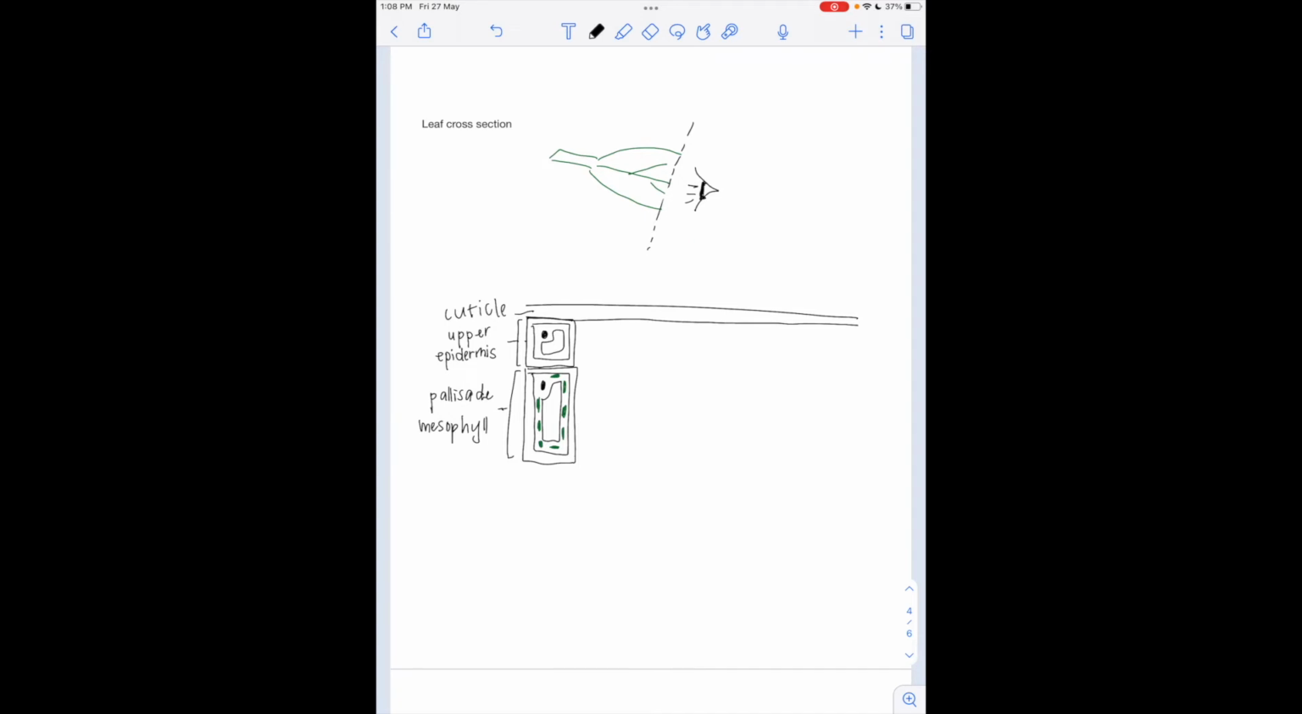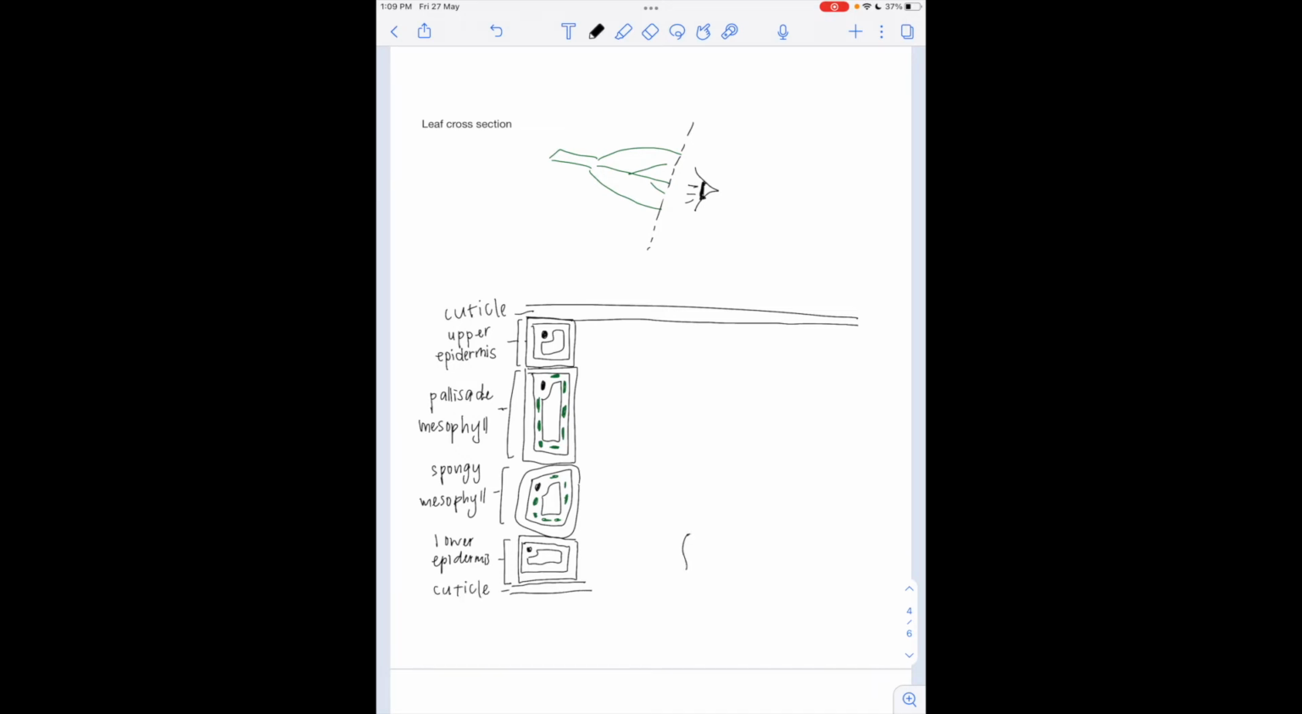Beneath the palisade mesophyll layer, we have also another mesophyll layer, plant cells with chloroplasts. There are air spaces between them, so we call this layer the spongy mesophyll. Beneath the spongy mesophyll, that's the lower epidermis, and you have the cuticle layer. Again, it's a waxy layer.